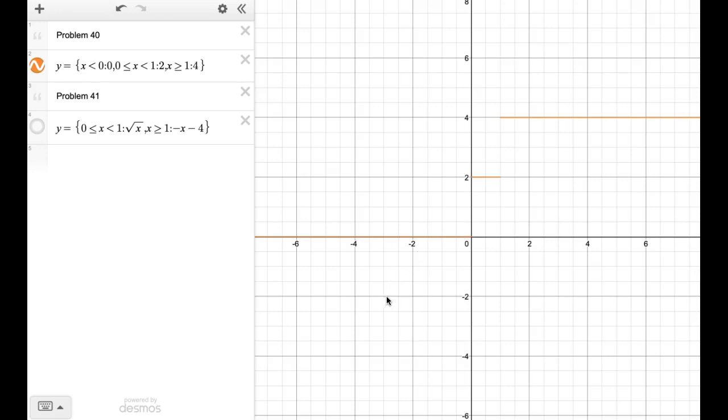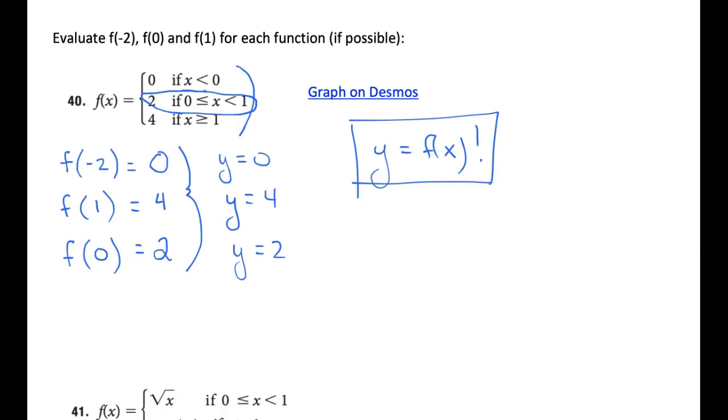The orange lines here. And you can see over here on the left that this is how you set up when x is less than 0, then y equals 0. If x is between 0 and 1, including 0, then the value is 2, and so on. And so you end up with 3 horizontal lines that end at a certain point. Okay. So I'm going to go on to the next problem.